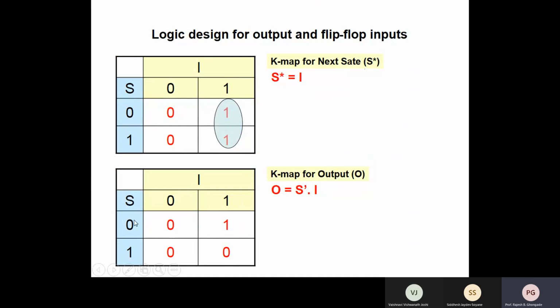So this is S bar. When you have one here in this case, S bar, this is the sum of products. There's only one product here, by the way: S bar ANDed with I. All right, so this is what you get. So these are simple logic functions.